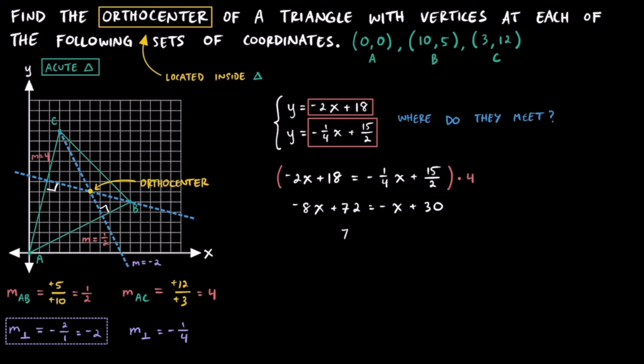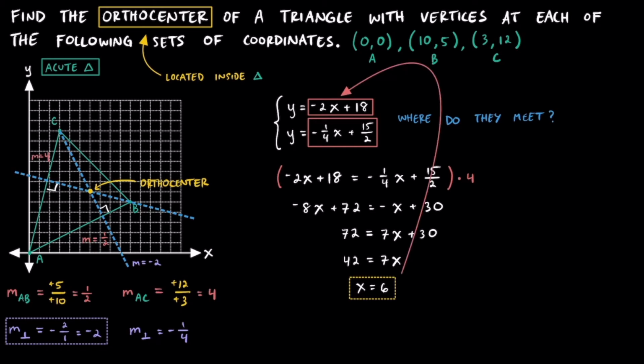Adding 8x to both sides, we'll get 72 is equal to 7x plus 30, and subtracting 30 from both sides, we get 42 is equal to 7x. Finally, dividing both sides by 7, we find out that x is equal to 6. So the x-coordinate for the orthocenter is positive 6, and we can plug that 6 into one of these two equations to find the y-coordinate.